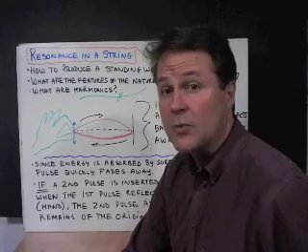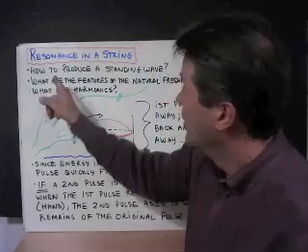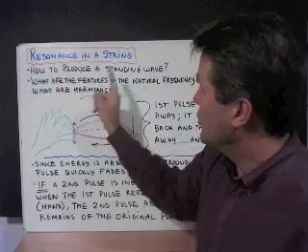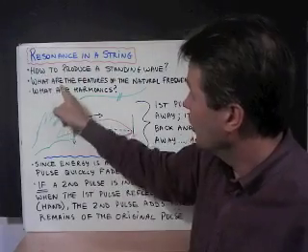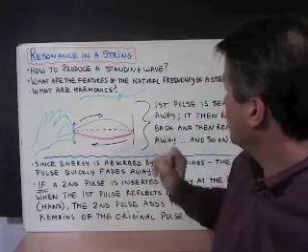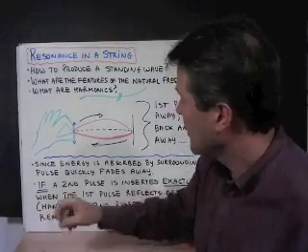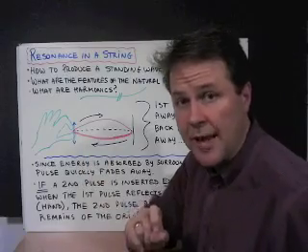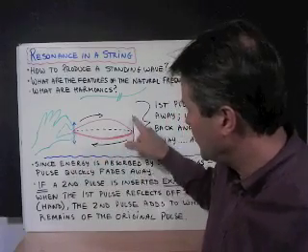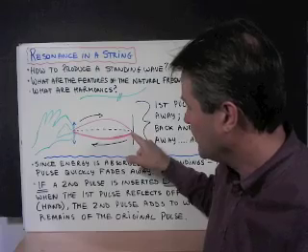So let's have a look at resonance in a string. Three things we're going to look at: how to produce a standing wave, what are the features of the natural frequency of a string, and what do we mean by harmonics? We're going to use a string as our example. The string is fixed to a fixed point.